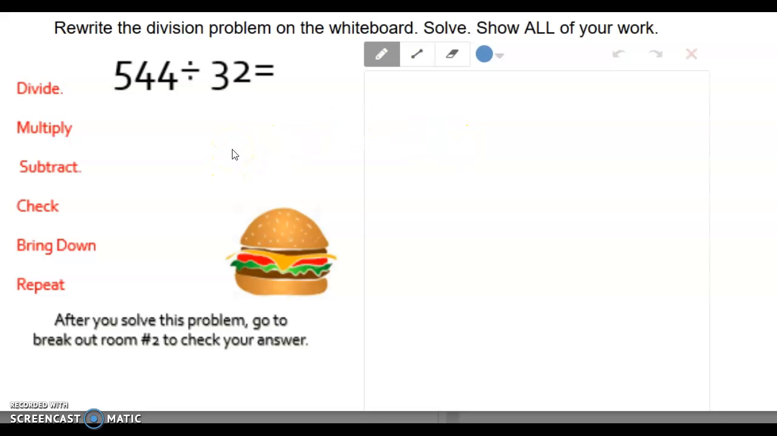Hi, boys and girls. Let's take a look at this problem. It says to rewrite the division problem on the whiteboard, solve, show all of your work. We have this problem of 544 divided by 32.